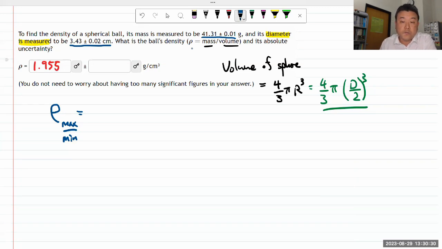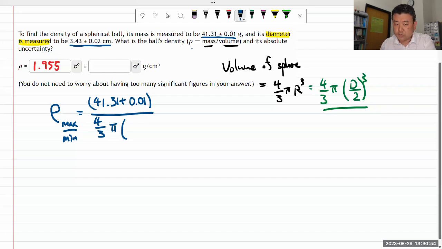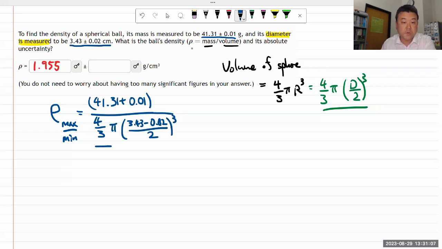Just pick one direction or the other, and then choose your parameters consistent with either maximizing or minimizing this particular calculated value. So for mass, what I have to enter is going to be the largest possible mass within the uncertainty. So it'll be 41.31 plus 0.01 gram. That's going to be my mass. And for my volume, I'm just going to leave everything else as formula. And when I plug in the diameter, if I want to maximize this, I want the denominator to be minimized. So I'm going to put in 3.43 minus 0.02 centimeter for the diameter. All of that divided by 2 cubed.